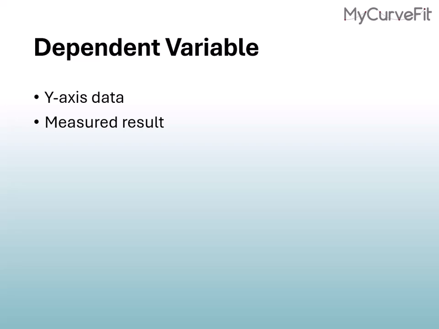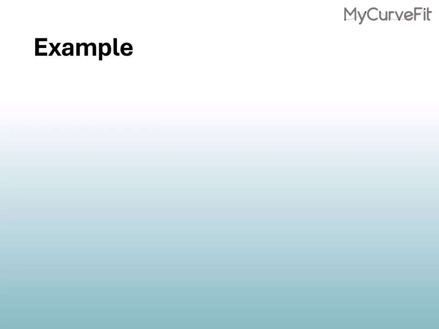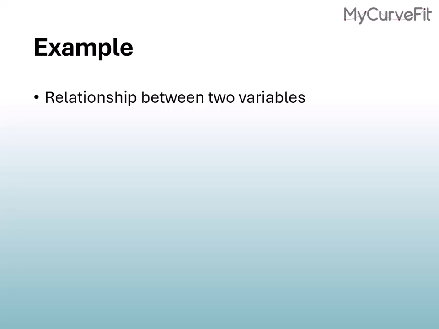These two variables are essentially cause and effect data, the independent variable constituting the cause and the dependent variable the result. Let's work through an example. I want to create a curve to determine if there's a relationship between two variables. In this case, I'd like to see if there's a relationship between the amount of water I give my plants and the height they grow.